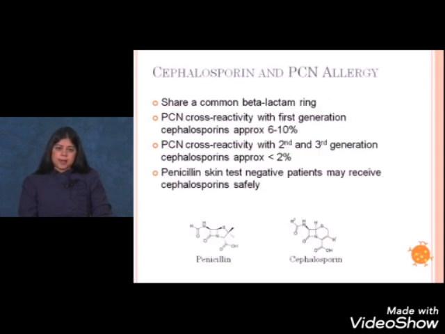Now, cephalosporins and penicillin allergy. They share a common beta-lactam ring, as you can see here. There is cross-reactivity with the first generation cephalosporin and penicillin, about 6 to 10%. And there is cross-reactivity with penicillin and second and third generation cephalosporins that are less than 2%. And if a patient is penicillin skin test negative, they may receive the cephalosporins safely, and that's another important point. And if you are worried about a patient who has penicillin allergy, best bet would be to go with a second, third, or fourth generation cephalosporin.